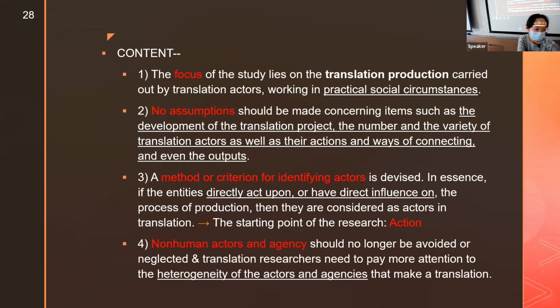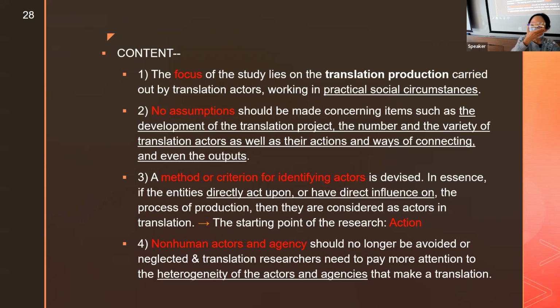And the main content is that the focus of the study lies on the translation production carried out by translation actors working in practical social circumstances, rather than, for example, on the translation of the text itself, or within the influence of a broad social or translational cultural system or context in the production of translation.